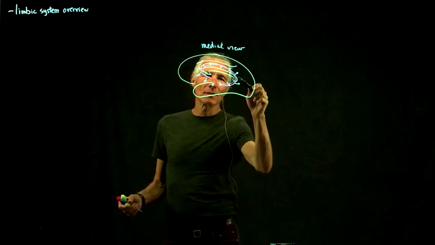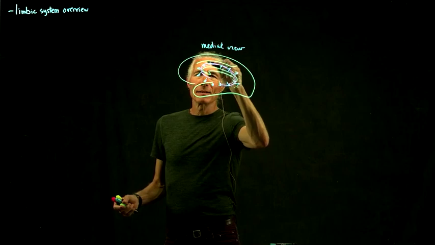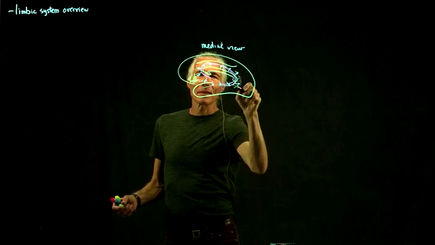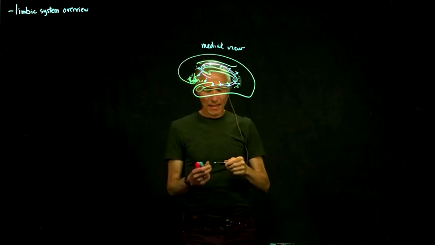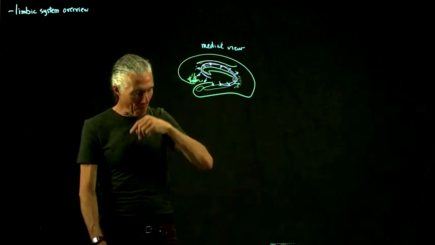There are some structures back here doing visual stuff, and there's orbitofrontal cortex right here. There's the hippocampus, the amygdala. We'll talk about a lot of those structures. So that's the limbic system.